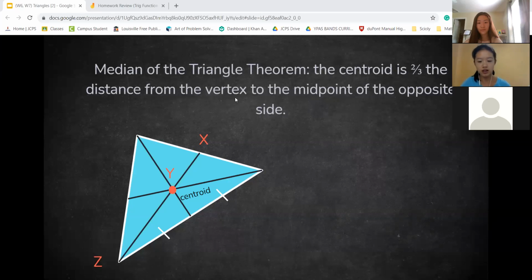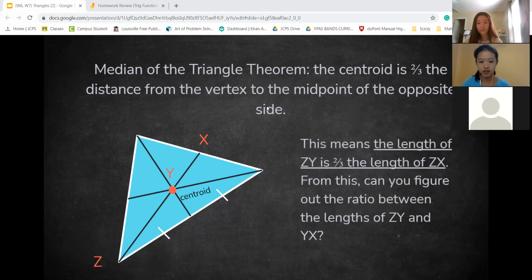So in this picture, let's just focus on the median that's labeled ZYX. According to this theorem, the length ZY is going to be 2/3 of the length of ZX. And from this, you can figure out the ratio between the lengths of ZY and YX. So what do you think would be the ratio of the lengths of line segment ZY to YX, given that ZY is 2/3 the length of ZX?